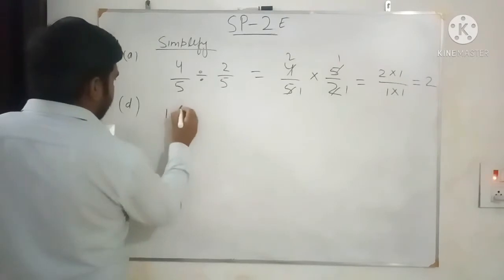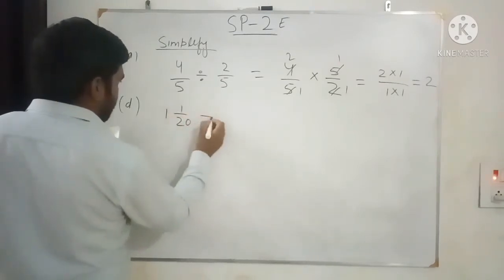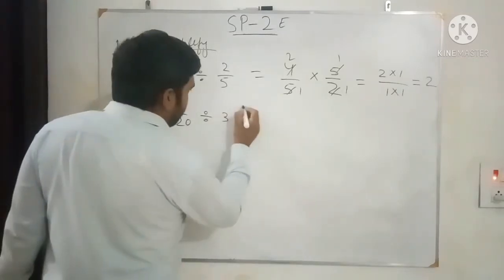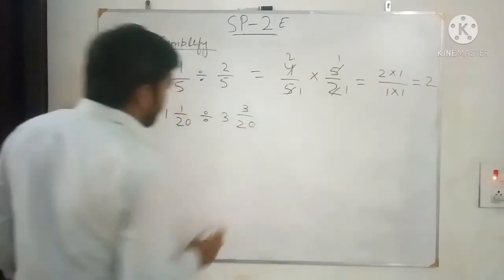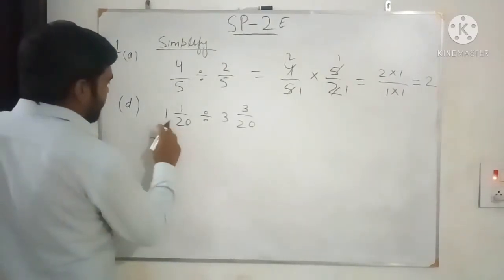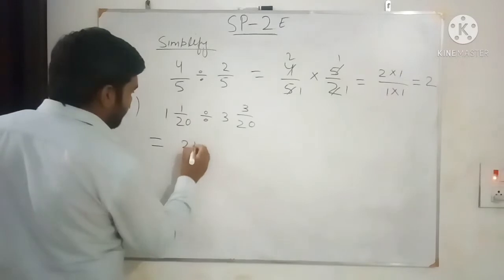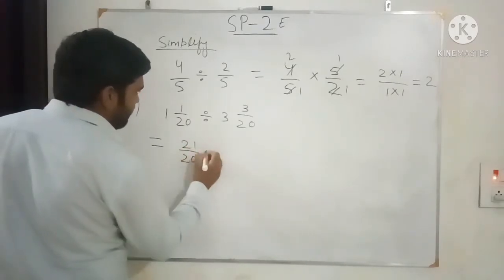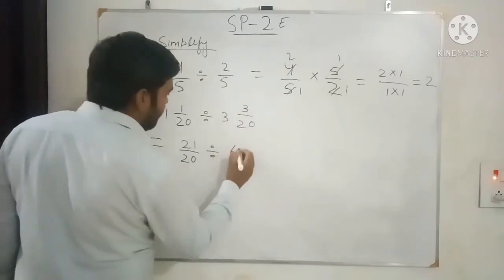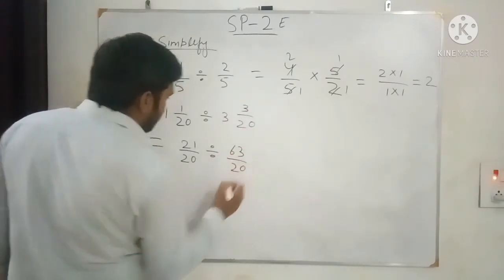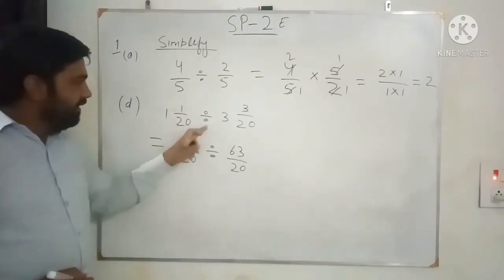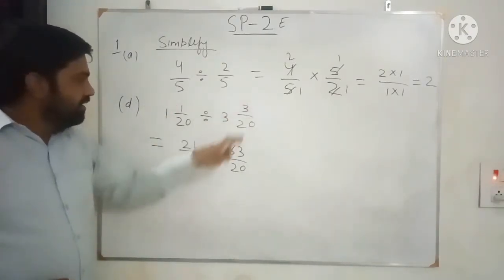1 by 20 divided by 3 by 20. Now see how you do this question. 2 times 10 is 20 plus 1, 21 by 20 divided by 3 times 20 is 60 plus 3, 63 by 20.